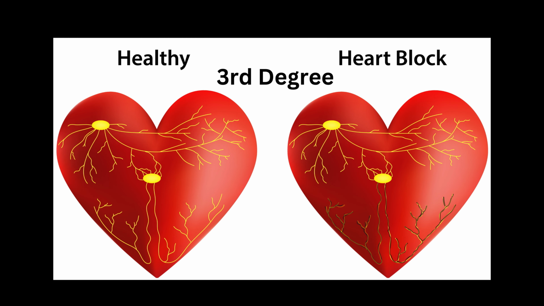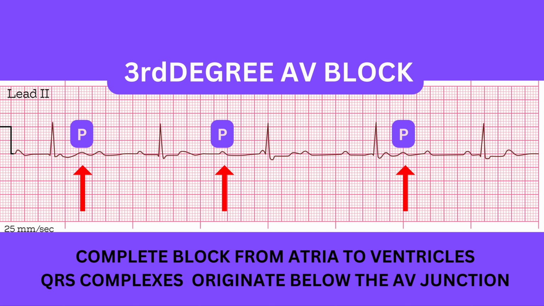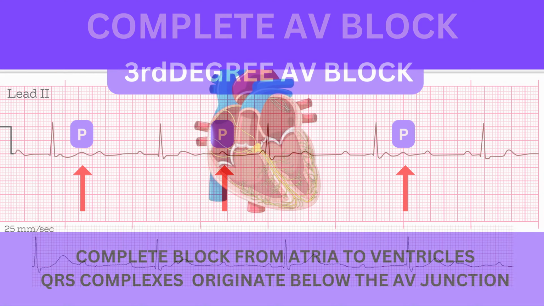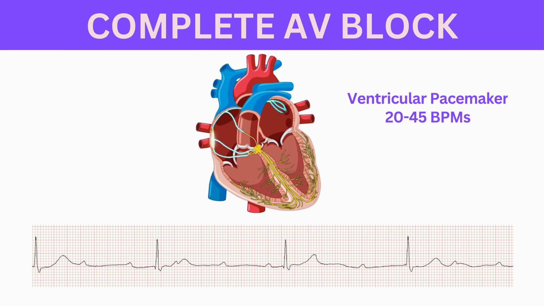Third-degree AV block indicates a complete loss of communication between the atria and the ventricles. The P waves are completely blocked, forcing the QRS complexes to originate below the AV junction. Without proper conduction, the SA node cannot control the heart rate, and the heart is forced to function from the intrinsic pacemaker of the ventricles at around 20 to 45 beats per minute.